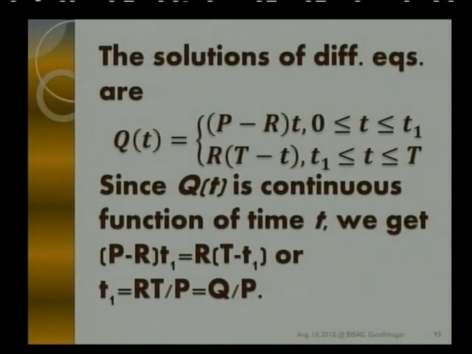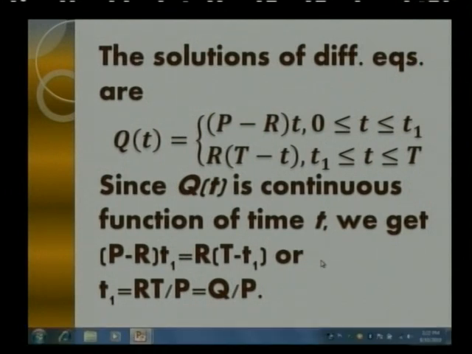It is P minus R into t during the production phase, and during the non-production phase it is R into T minus t. And obviously we are working with continuous functions, otherwise we will not be able to apply our mathematical calculus tools. At least we'll have to go for some other tools. So under the assumption that Q of t is a continuous function, we can get the value of T1 also in terms of model parameters. That means I need continuity of Q of t at the endpoint T1 from both sides. So we'll have P minus R into T1 is equal to R into T minus T1.